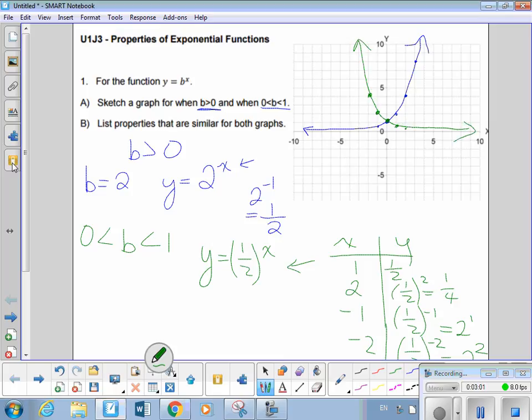It doesn't mean that if b is between 0 and 1 that it reflects it down into this area. It doesn't mean that at all. It just means that it will be a mirror image of the reciprocal.